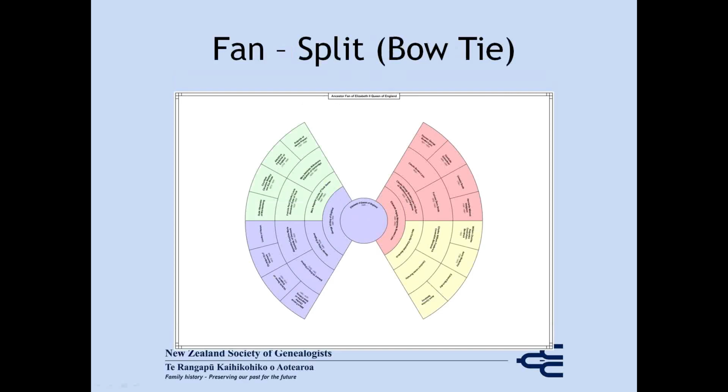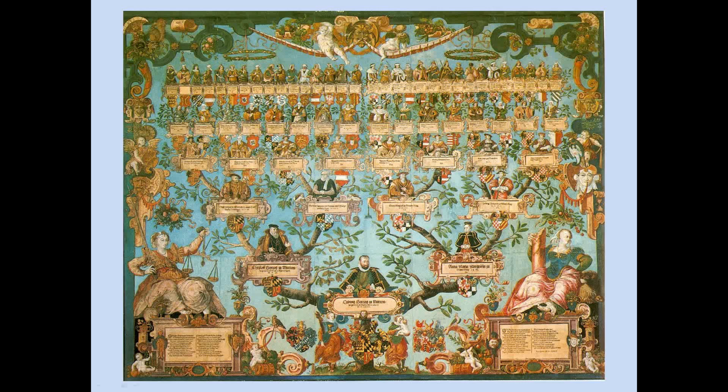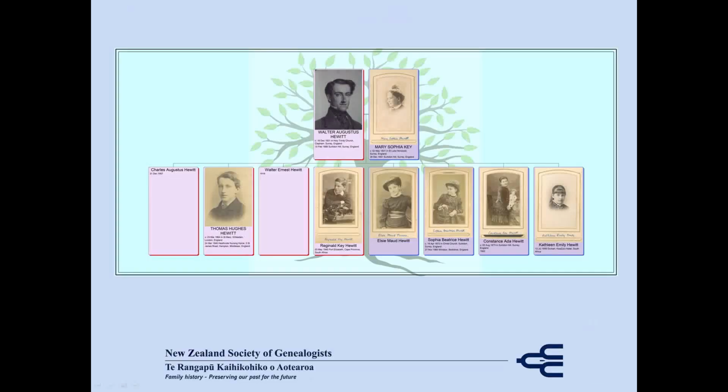Now, this shouldn't be confused with a bow tie report, which is the same but different. In this example, we have Queen Elizabeth and Prince Philip and their 4 children, and then we get to see the ancestors of Elizabeth and Philip out to the left and right. Now, if you have lots of time on your hands, you could produce something that looks like this. This is actually a vertical pedigree chart. However, many of us don't have that time or the artistic skills. So do have a look at what your family tree program can produce.